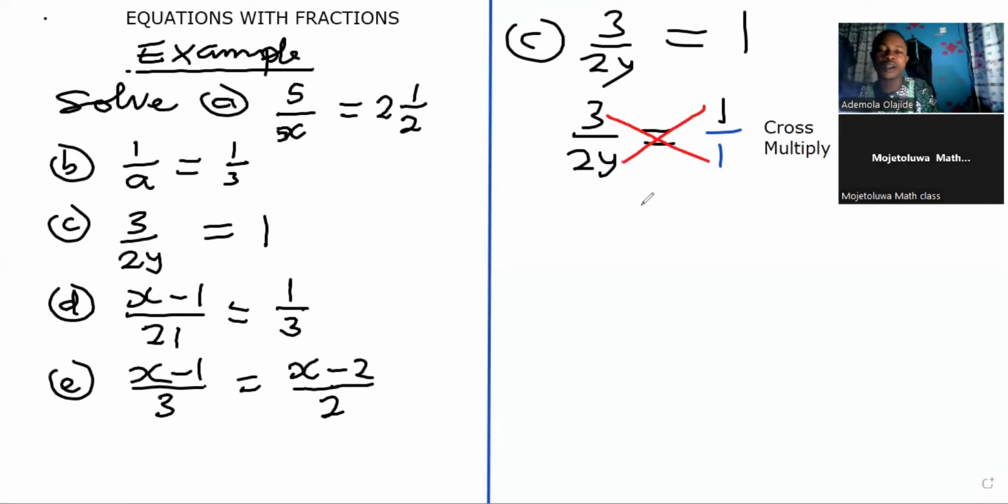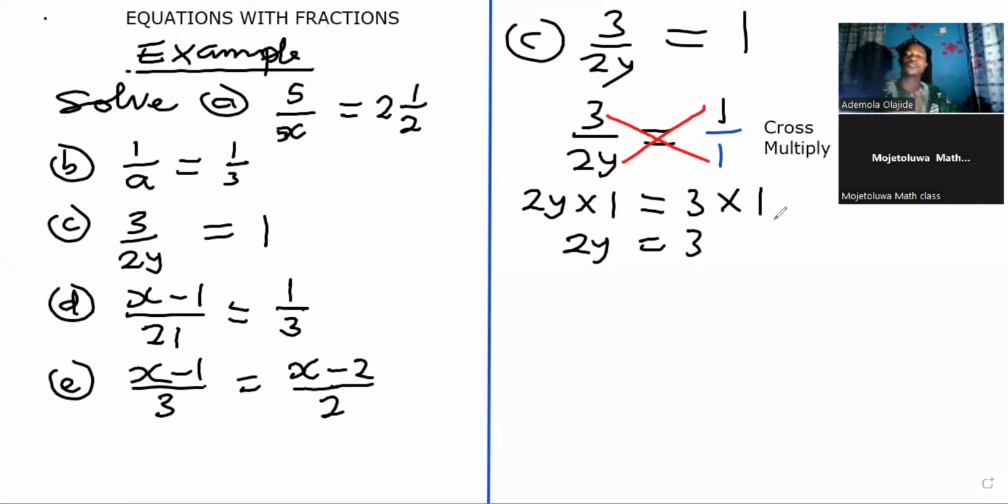Yes. So we now have 2y multiply 1, then you put the equal sign. This 3 will come and multiply 1 here, 3 times 1. So this will eventually give us 2y times 1, which is what? 2y. 2y equals 3 times 1, which is 3. Very good. Now, what's the next step? What do we do next? Or what statement will you make next?